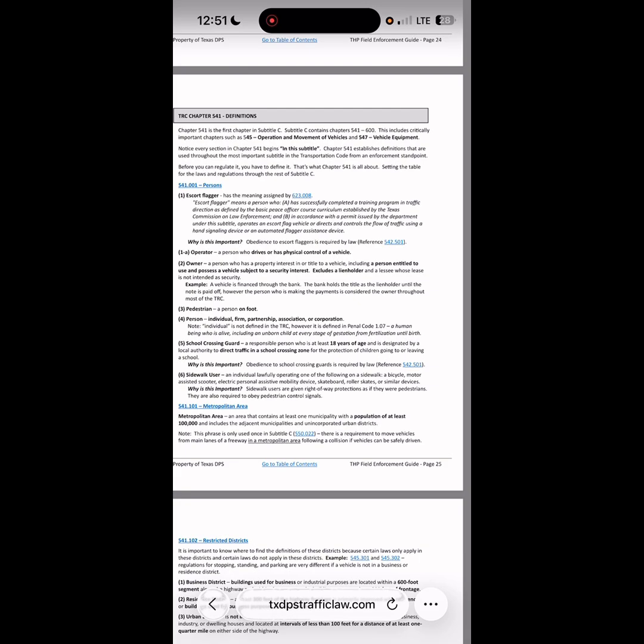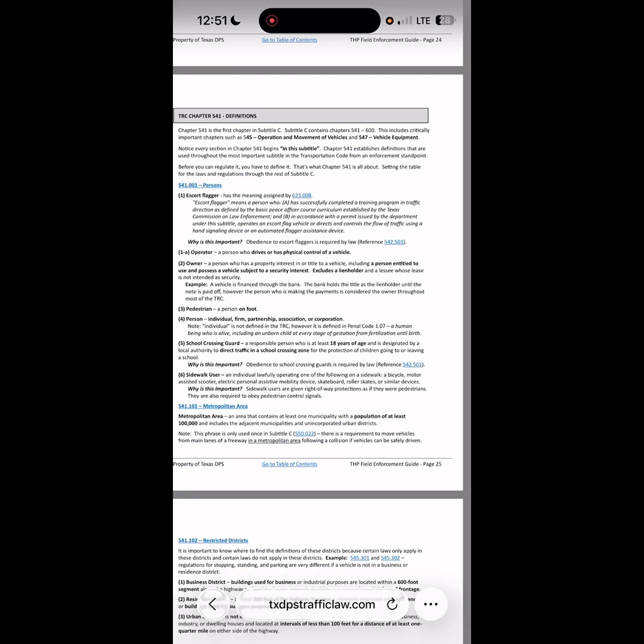Example, a vehicle is financed through the bank. The bank holds the title as the lienholder until the note is paid off. However, the person who is making the payments is considered the owner throughout most of the Transportation Code. 3. Pedestrian, a person on foot. 4. Person, individual, firm, partnership, association, or corporation.